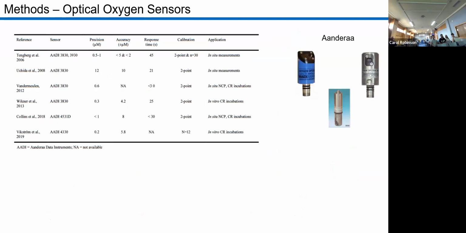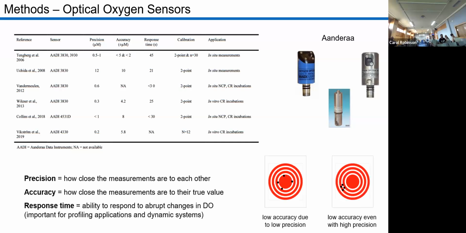So this table is just to illustrate some characteristics of Aanderaa oxygen optodes, different models. The numbers are not important here. I just want to illustrate three important parameters: precision, accuracy, and response time, that can be useful if you want to choose a sensor.